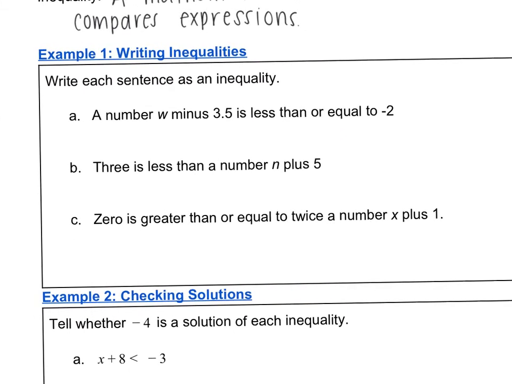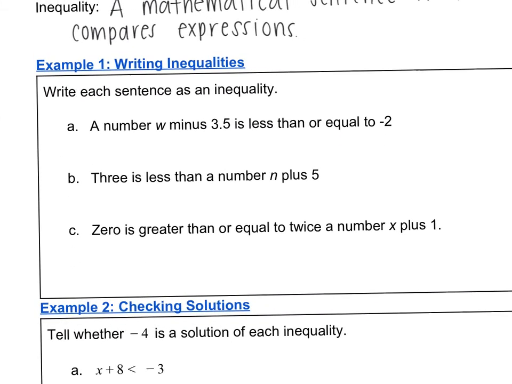It says write each sentence as an inequality. So I'm going to break this down into parts here. The first part says a number W. So that's my first part. A number W minus 3.5 is less than or equal to -2. So these are all the parts of my inequality.